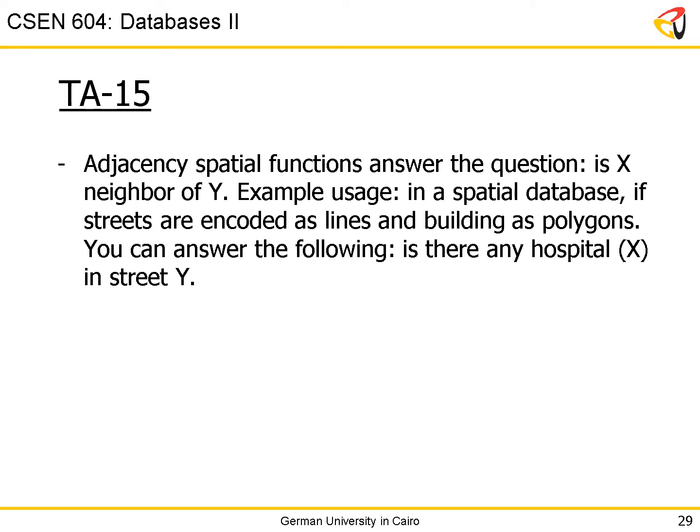For example, if streets are encoded as lines and buildings as polygons, this is how I answer the query, is there a hospital in street Y? Because the polygon that represents the hospital X will touch the line that represents street Y. So if they touch, they are adjacent. And if they are adjacent, then the hospital is in this street. This is how to think of it.